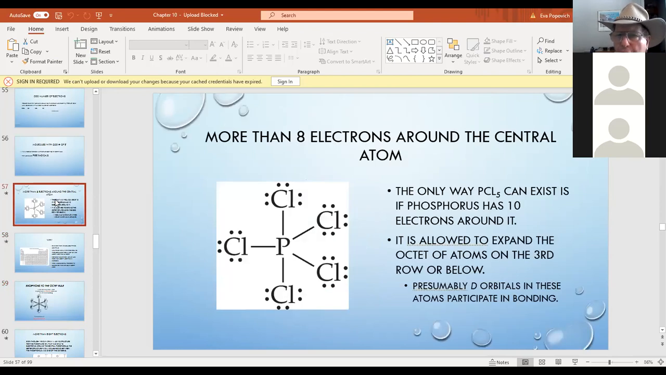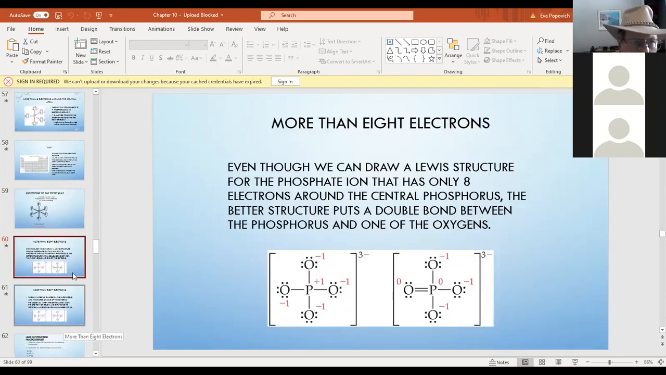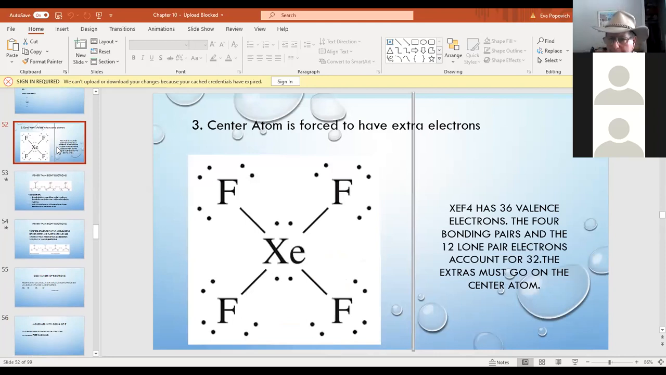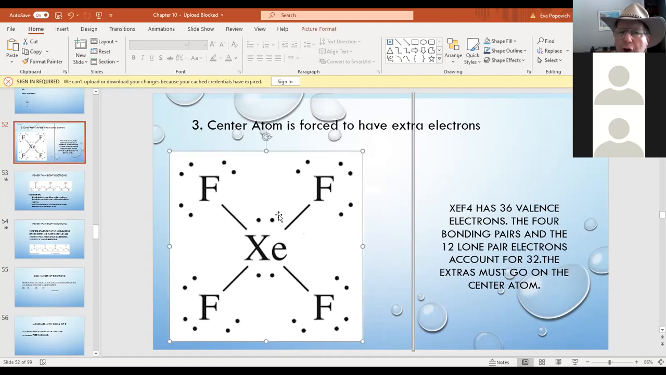Yes. I have phosphorus pentachloride. If I have phosphorus pentachloride, then I have to have 10 electrons around the phosphorus. Now, those electrons do not necessarily have to be bonding electrons. If I have xenon tetrafluoride, xenon tetrafluoride has 36 valence electrons. In order to draw a Lewis dot structure of xenon tetrafluoride, I have 2, 4, 6, 8, 10, 12, 14, 16, 18, 20, 22, 24, 26, 28, 30, 32. I have 4 extra electrons. They have to be put around the xenon as lone pairs. Am I saying anything that doesn't make sense here, guys?